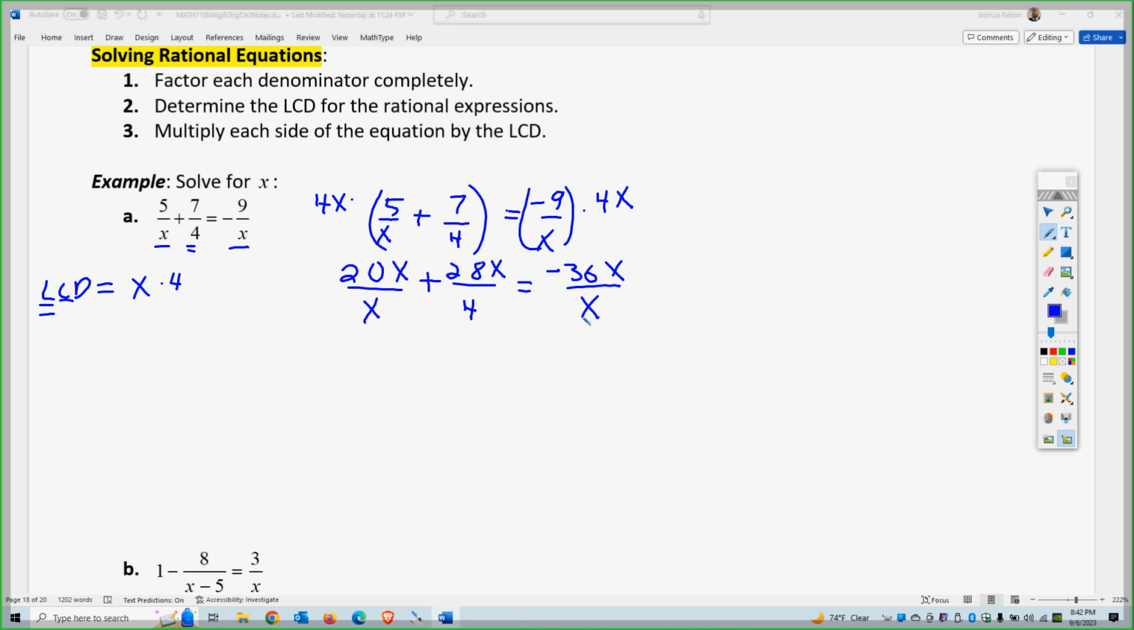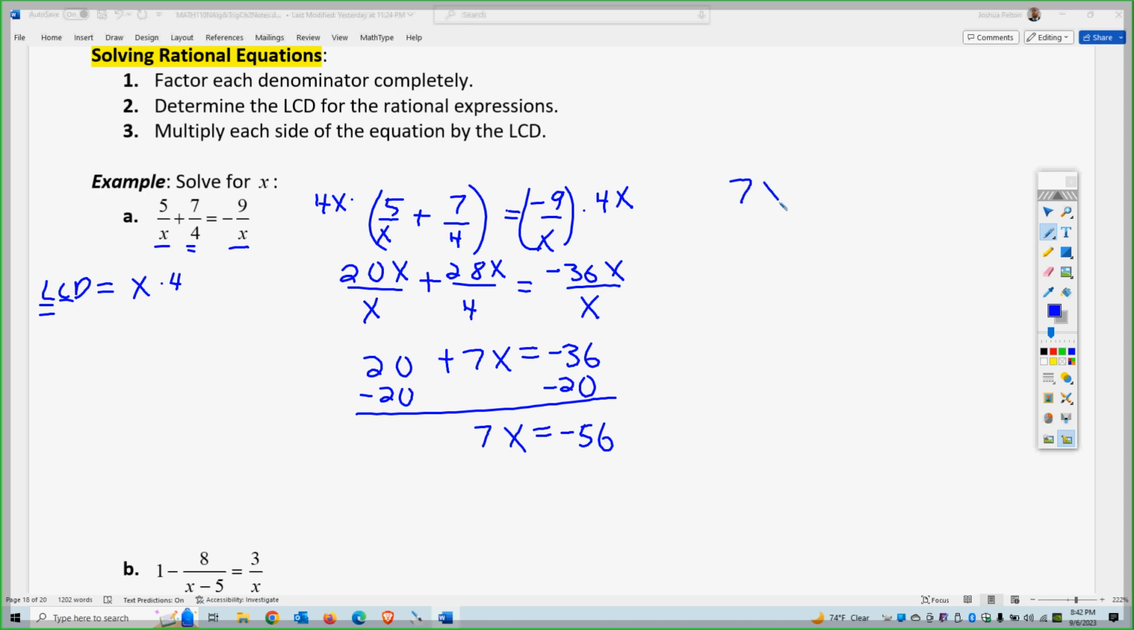Okay, so if I simplify that, I'm going to get 20 plus 7x equals negative 36. So if I subtract 20, I'm going to get 7x equals negative 56, right? So if I go over to here, 7x equals negative 56 divided by 7, and x equals negative 8. Okay, so that's a monomial example. You could have binomials and trinomials or a mix of them.